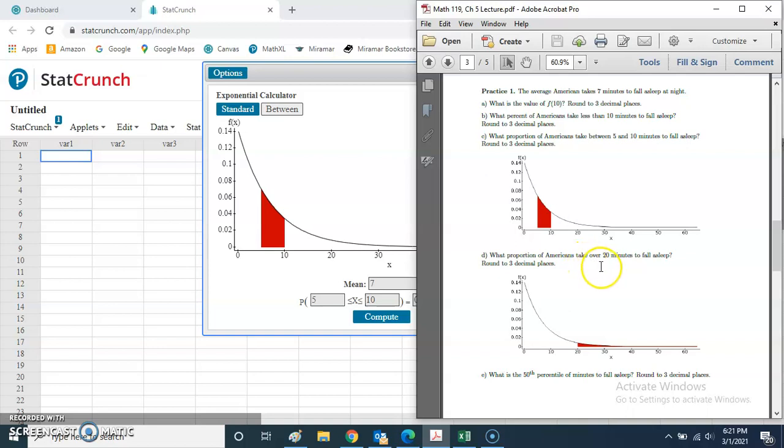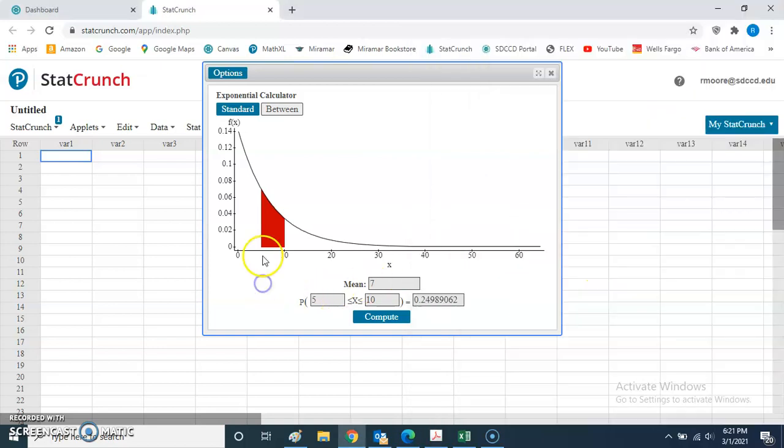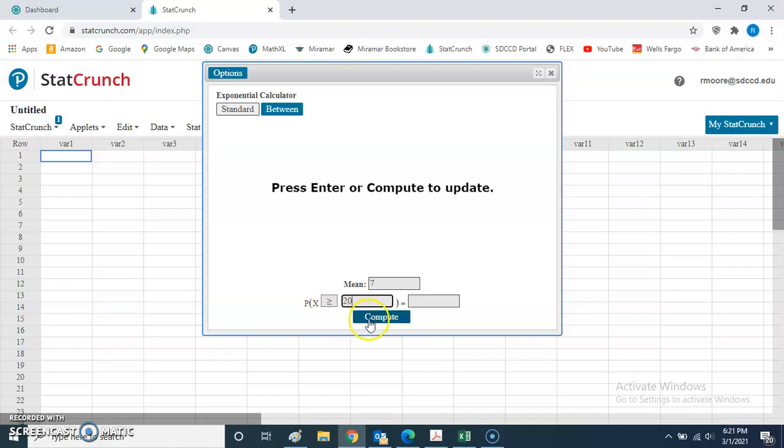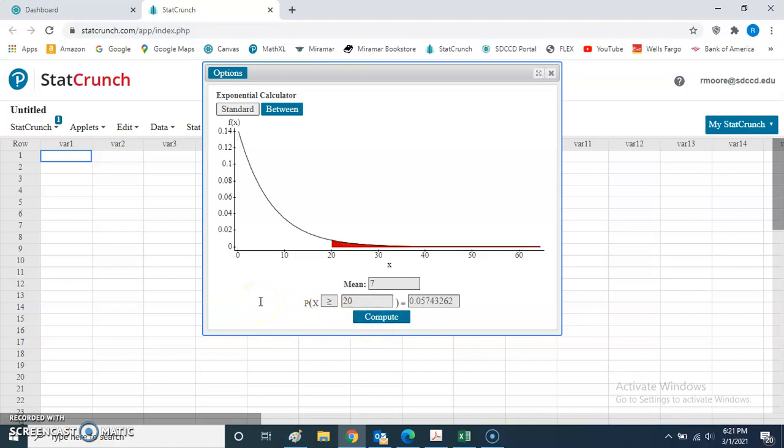What proportion of Americans take over 20 minutes? What do you do when it's a more than? Okay, we're going to go back to the standard because it's not a between now. We're going to say greater than 20, more than 20 minutes. And there you go, 20 or more. Now you may have noticed this already right away: StatCrunch gives you a greater than or equal to or less than or equal to. And technically it should be a greater than or less than without the or equal. Although I guess you could argue mathematically it's the same since the probability of being equal is 0.